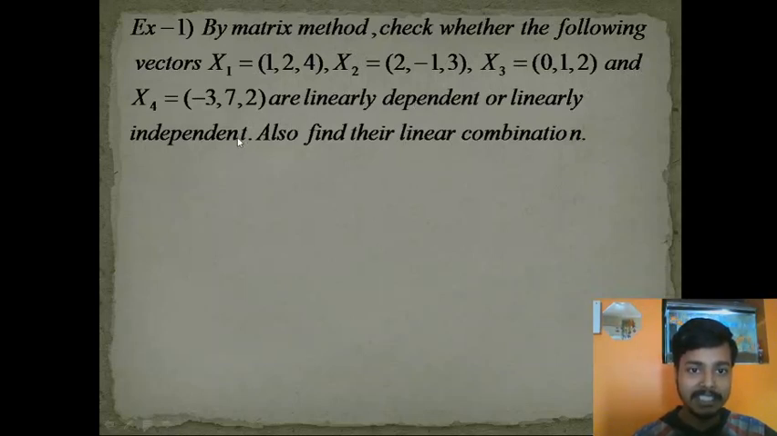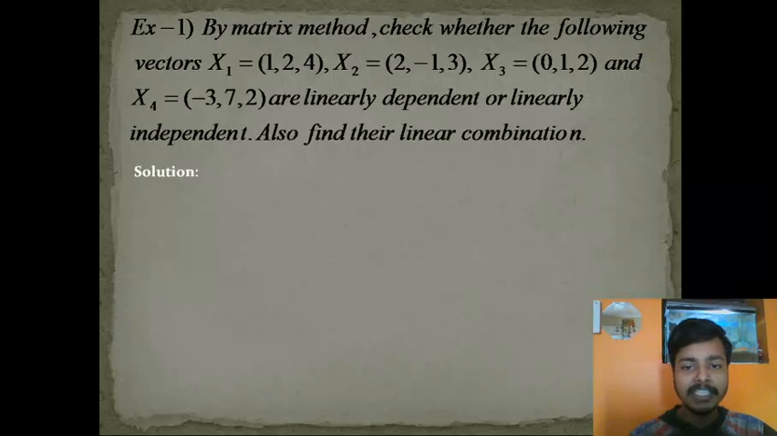So this is the first thing that you have to check, whether the vectors are linearly independent or dependent. And depending on the first part, you can talk about linear combination, whether the linear relationship exists between the vectors or not. Okay, so let us start with the solution. So what is the first step?